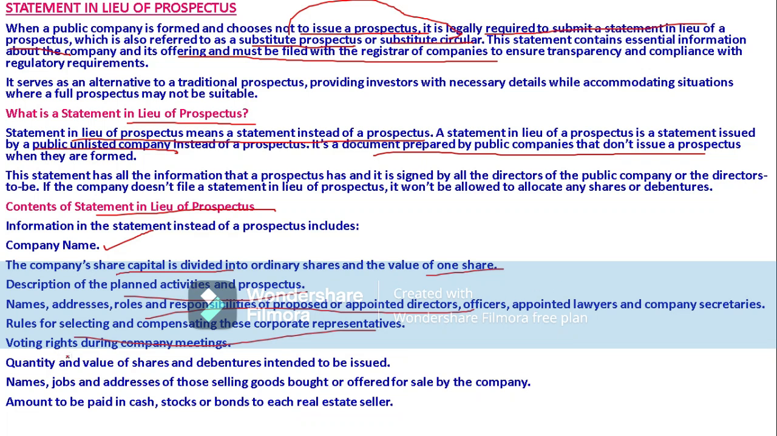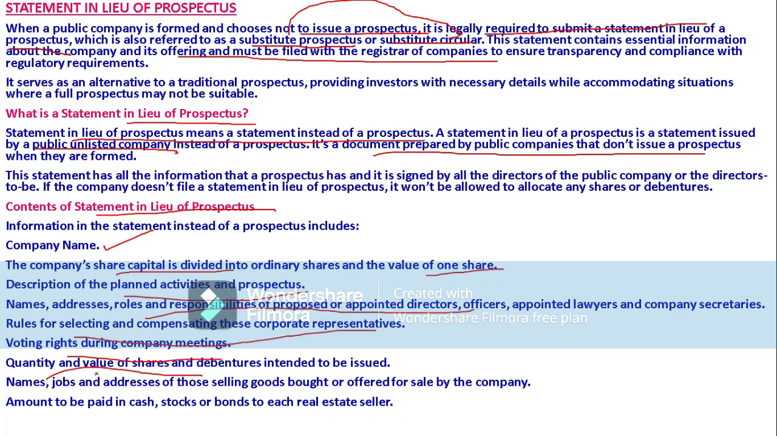Likewise, voting rights during company meetings. Voting rights are very important on the part of shareholders, so the rights given to them will be stated in the statement in lieu of prospectus. And at the same time, the quantity and value of shares. As I said before, in a red herring prospectus they hide and do not give full information regarding the quantity and price, meaning how many shares are going to be issued and what the price of the shares is.